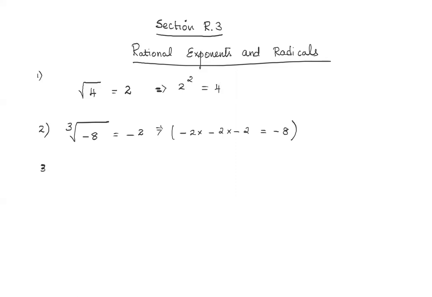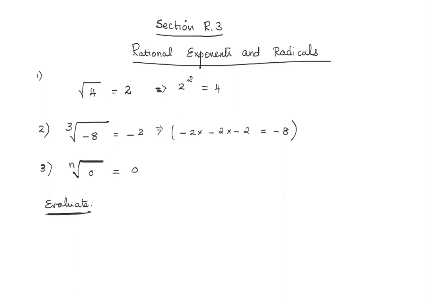And then the third example is the nth root of 0 is always going to be 0. So square root of 0 is 0, cube root of 0 is 0. So any nth root of 0 is going to be 0. So we are going to solve examples. So the first one is evaluate.